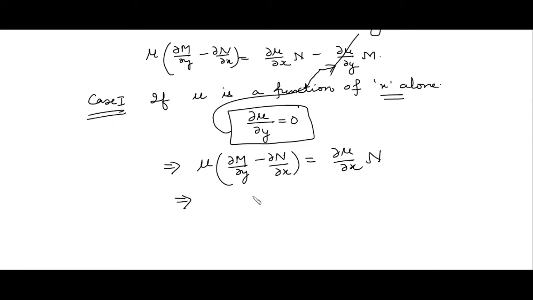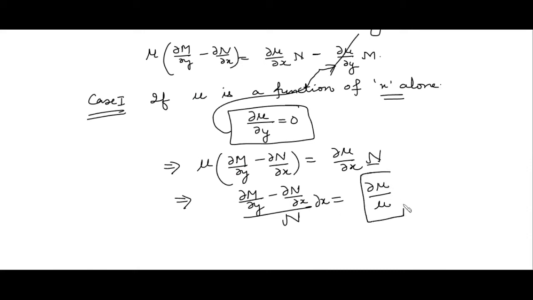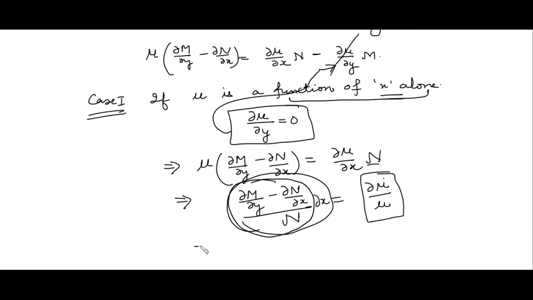Now you can separate the variables. (∂M/∂y minus ∂N/∂x), taking this N to this side, is equal to ∂mu/mu, and here you can take ∂x. Since on the right hand side mu is a function of x alone, the left hand side is also a function of x alone. Then we can integrate this side with respect to x, and this side with respect to mu. So after integrating we can get the value of mu.